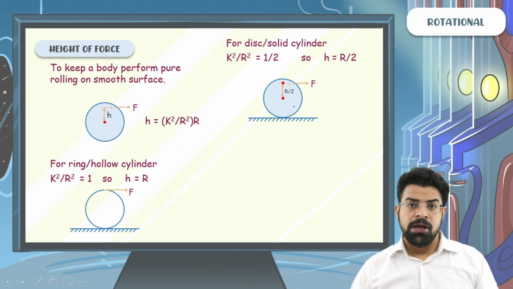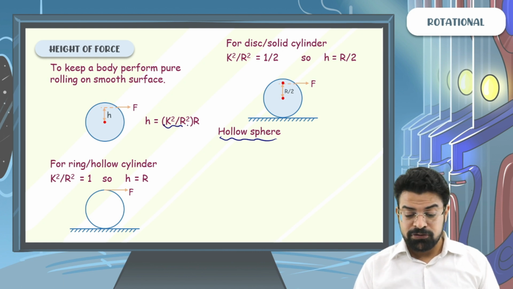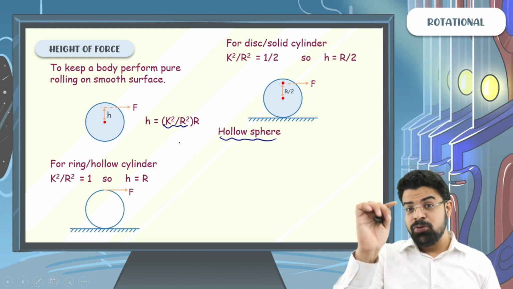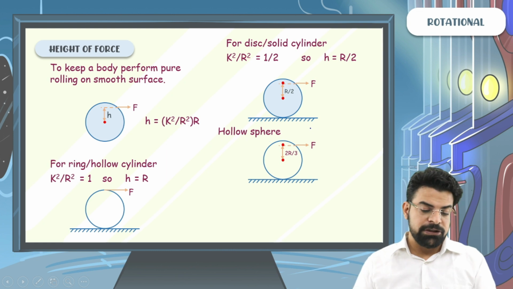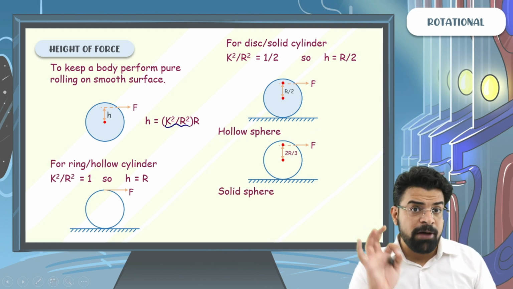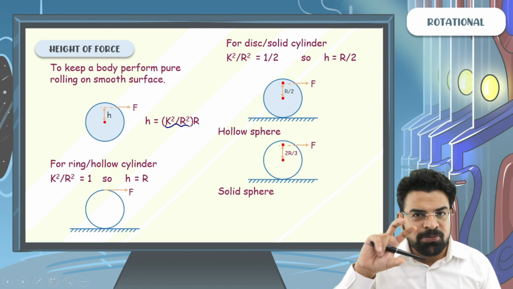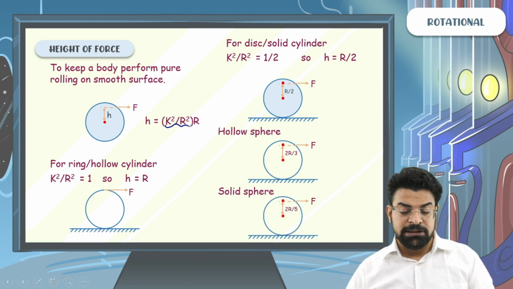If you have a hollow sphere, for hollow sphere the value of k square by r square is 2 by 3. So the force must be applied at a height 2 by 3 above the center so as to make it roll even on a frictionless surface. And the last one, for a solid sphere, the value of k square by r square is 2 by 5. So the force must be applied at a height equal to 2r by 5 so as to make it roll on a frictionless surface. Okay, remember these data points.